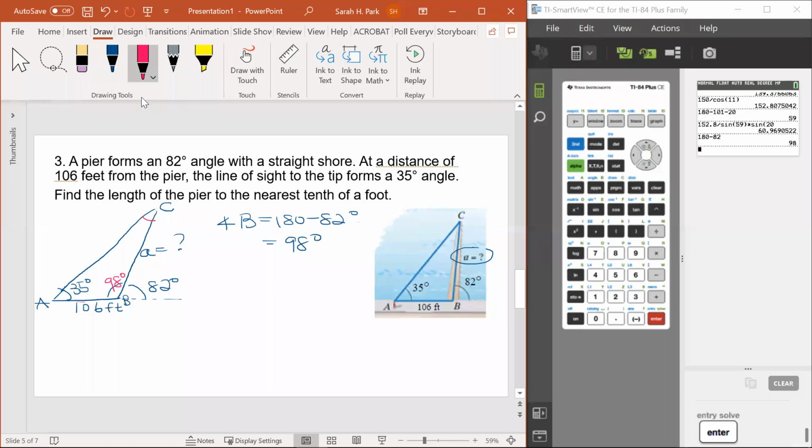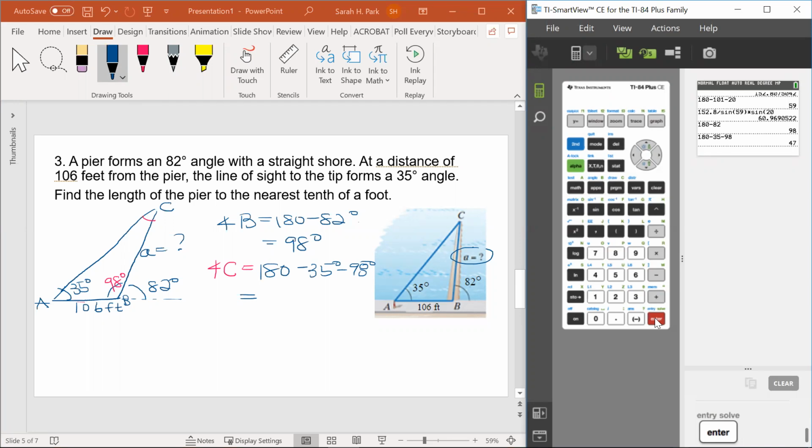Okay, so we got 98 degrees inside, but remember that we need to know this angle too. Angle C we can calculate by taking 180 minus angle A, which is 35 degrees, minus angle B, which is 98 degrees. 180 minus 35 minus 98 gives us 47 degrees. Let's label that 47 degrees. Okay, so that's everything that we need, and we can set up the law of sines now.